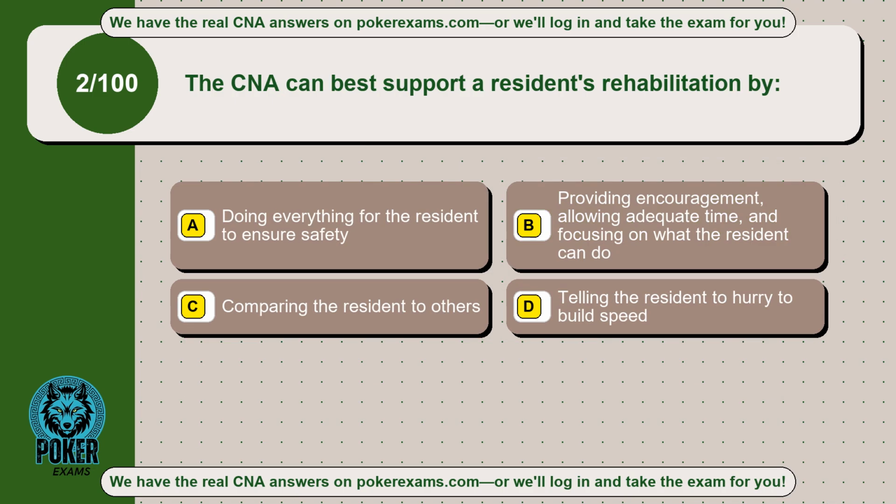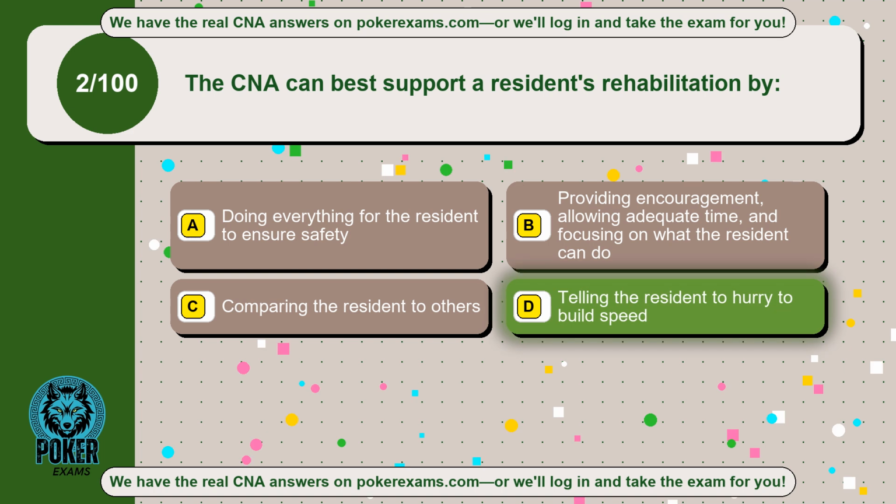Question 2. The CNA can best support a resident's rehabilitation by: Option A. Doing everything for the resident to ensure safety. Option B. Providing encouragement, allowing adequate time, and focusing on what the resident can do. Option C. Comparing the resident to others. Option D. Telling the resident to hurry to build speed.